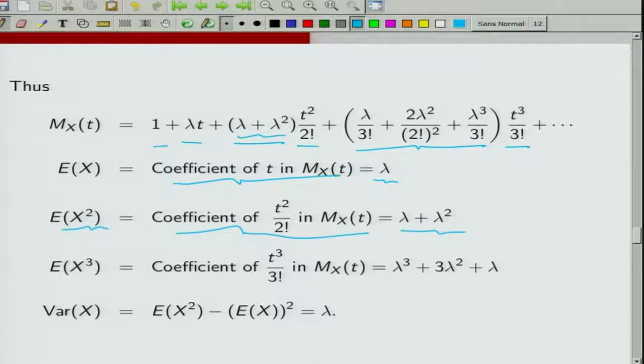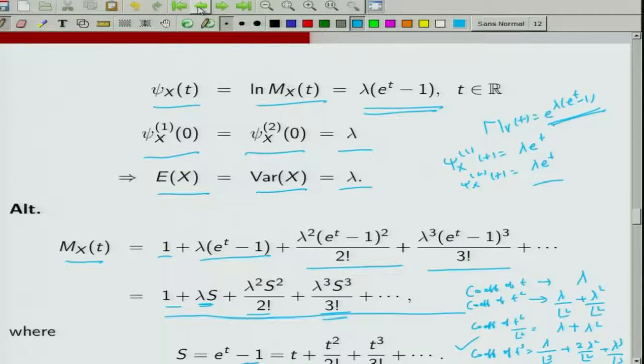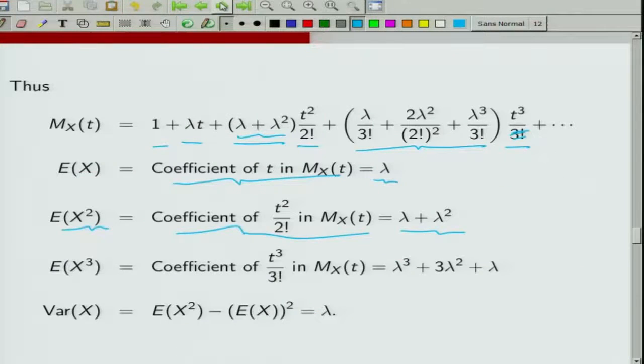Actually this should not be factorial 3 over here. This is only t cube, because that is what we saw. So lambda by factorial 3 plus 2 lambda square by, so that is why you'll get this. So you can check these calculations for the variance of x. There may be a possibility of a small calculation error, but the idea is clear.